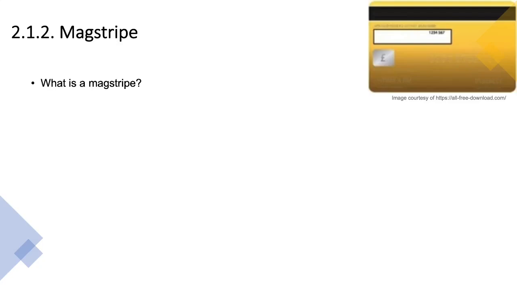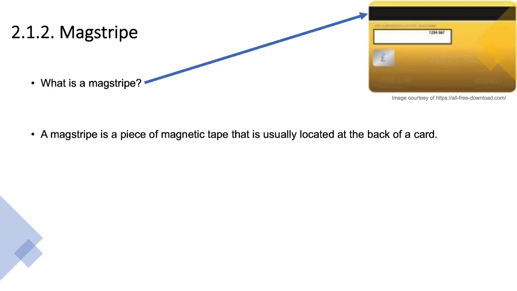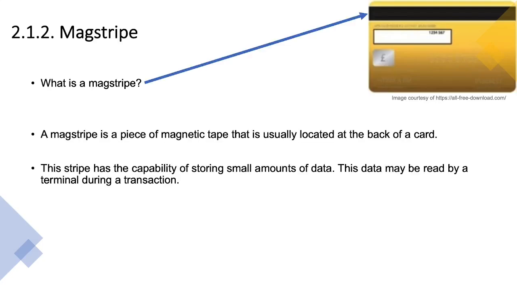All right, let's talk about magstripe. So what is a magstripe? I'm sure if you pull a card out of your purse or your wallet and you flip it around, you'll see a strip that's located on the upper part of your card, just like the picture on the slide here. This is a piece of magnetic tape, and its purpose is to store small amounts of data. During a magstripe transaction, you slide the magstripe card through the groove on the side of the terminal, which has a magstripe reader.